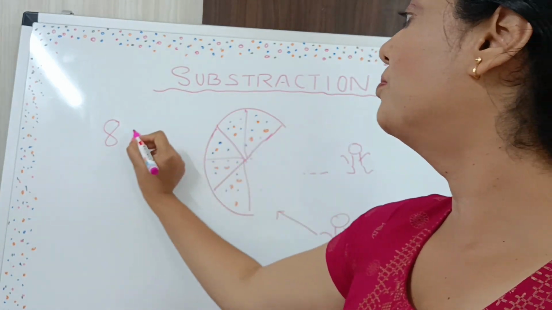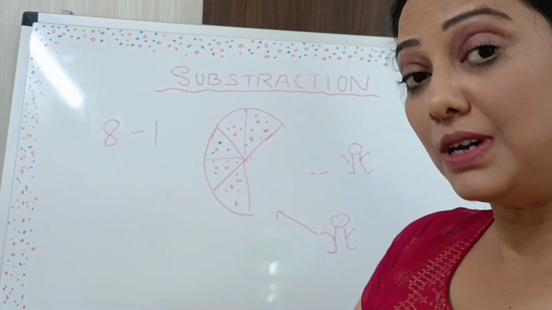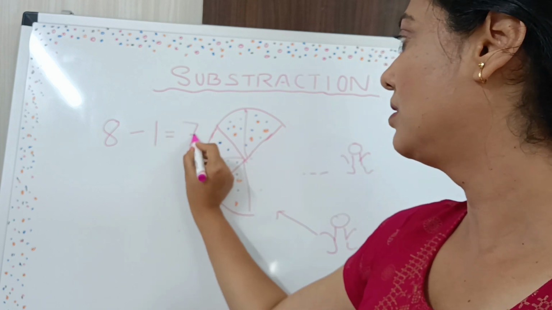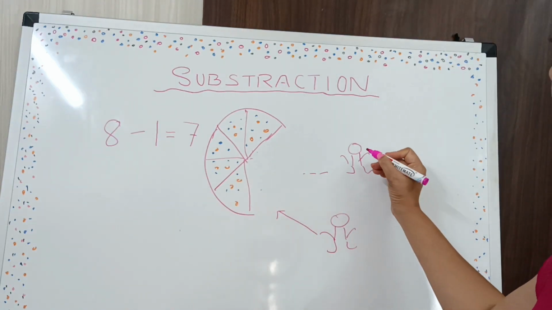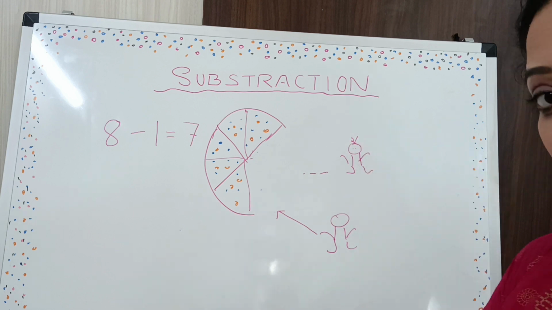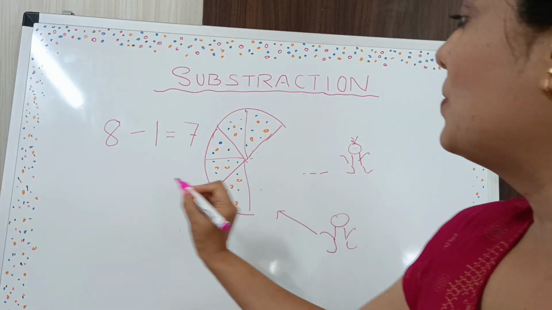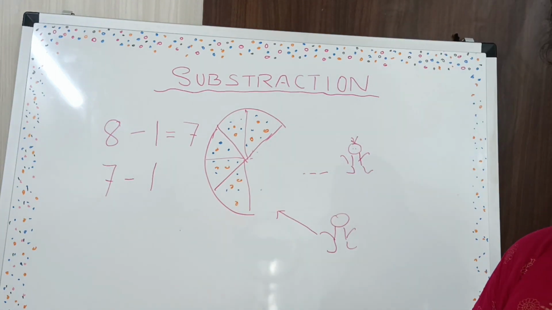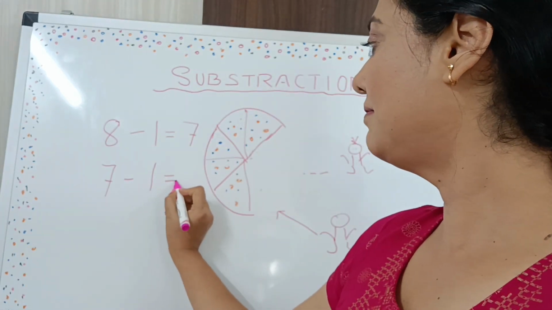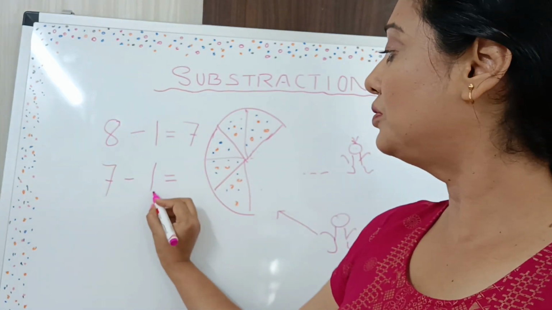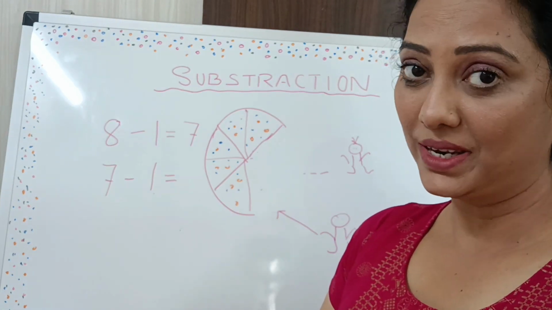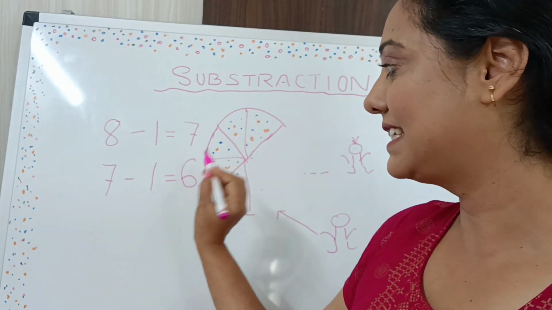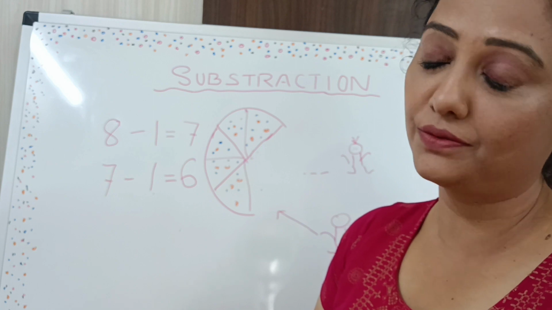Now one of my friends took one piece, right? So how many are left? 7. After that, another person came and took one more piece of pizza. How many left? 7 minus 1. So it will be 6. Only 6 pieces of pizza left. Okay.